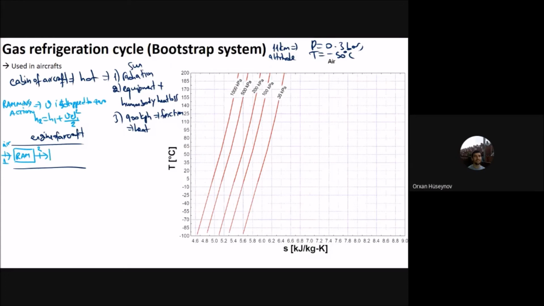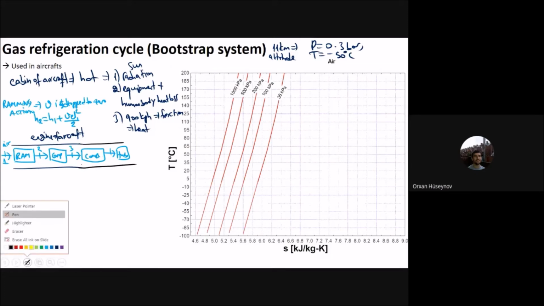And then it goes to the compressor of the aircraft. From that compressor, you will have the combustion chamber, and then from that one, you will have the turbine, etc. These are the components of the aircraft, and the cooling starts from that place, which is state 3.